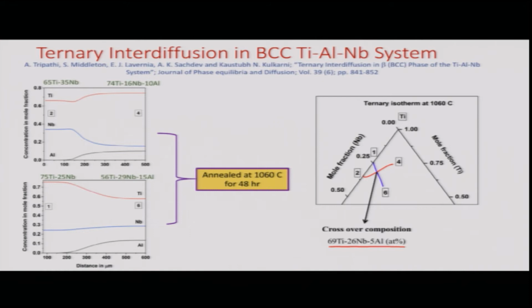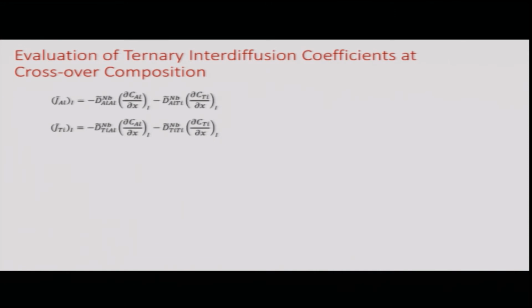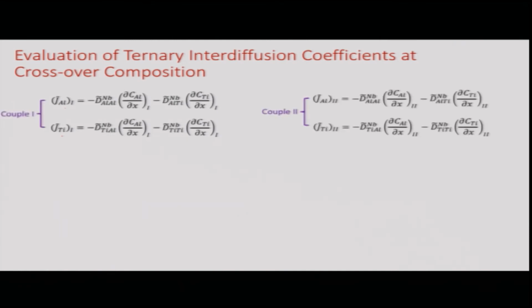So we can determine the 4 ternary interdiffusion coefficients here by setting up 4 equations. So at the crossover composition, in the first couple, we can write the equation for interdiffusion flux of aluminum and interdiffusion flux of titanium in terms of the 4 interdiffusion coefficients and the 2 concentration gradients. Now this is in one couple. We can write similar 2 equations in couple 2, and so we get 4 independent equations which we can solve for the 4 coefficients here, and those coefficients will correspond to again this crossover composition.